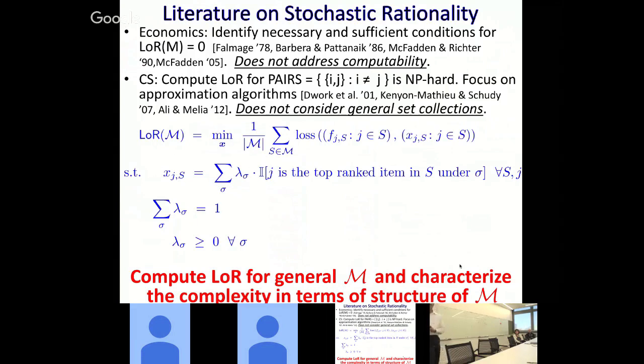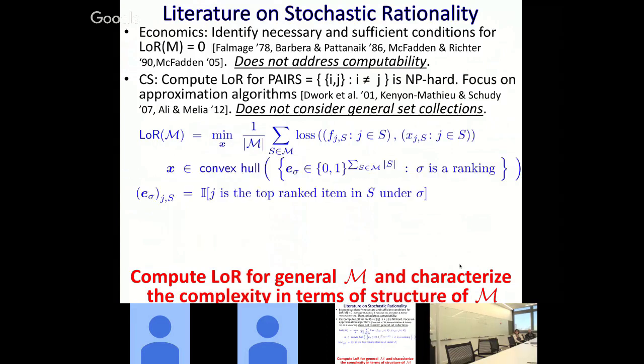And the first observation I want to make here is that this x_jS, the probability of choosing product j from an assortment S, is really nothing more than a convex combination of these indicator functions, because all the lambda sigma sum to 1. So you can then write this vector x as being in a convex hull spanned by n factorial vectors, one vector e sub sigma for each ranking sigma.